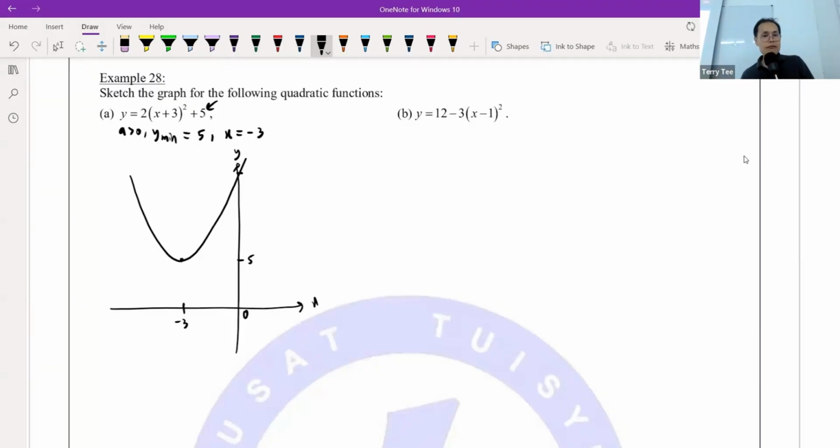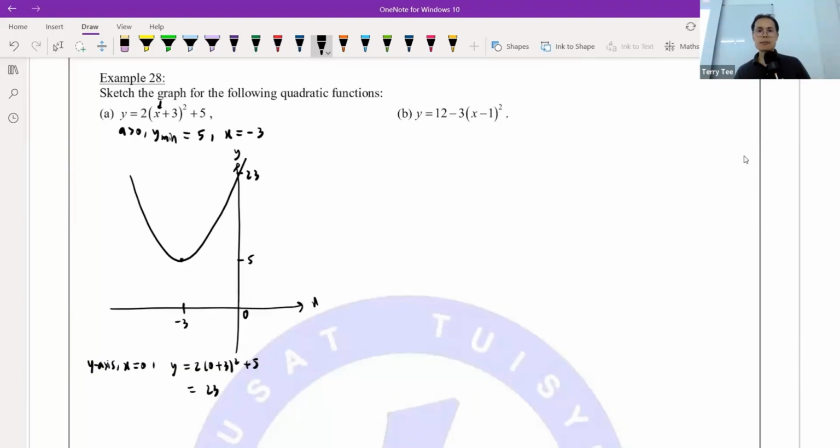Okay. Now, do we have any intersection with the x-axis? No, so you don't have to find. Y-axis, yes. So we say at the y-axis, your x equals 0. Let's put 0 inside your function here. Your y will be 2, 0 plus 3 squared plus 5. 3 squared, 9, 9 times 2 is 18. 18 plus 5, 23. There you go. That's your graph.